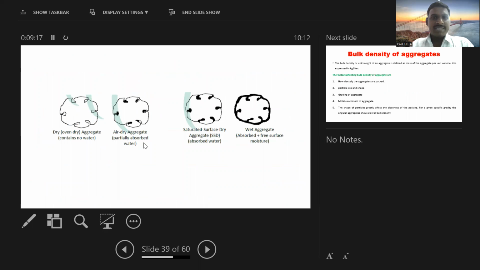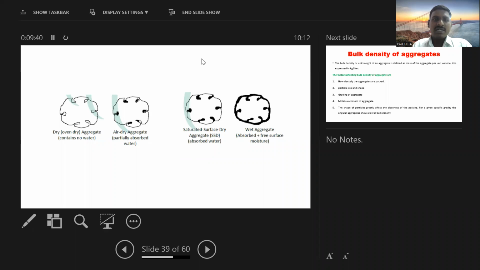So then here the conditions are shown graphically. The dry state is shown in the first sketch. The second stage is air dry aggregate. It means the black dots indicate what? Holes in the aggregates are there. Aggregate ला holes आहेत आणि त्याच्यामध्ये काय होतंय तर water store होऊन बसते तुमचं.